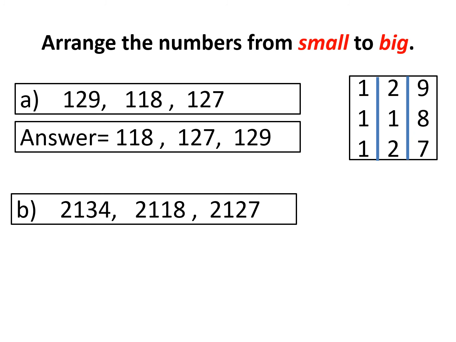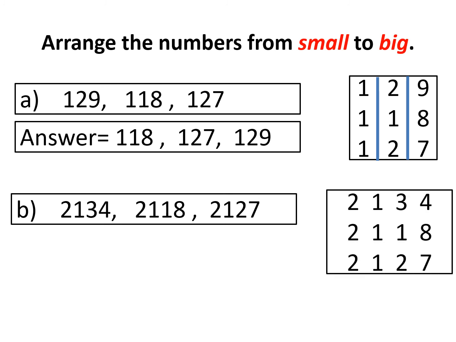Okay? Now the same goes to question B. This time I give you a bigger number, thousands with thousands. So there are 4-digit numbers, so you draw 4 columns or lines for the numbers. Like this, okay? 2134 first, and then 2118, and 2127. So you draw the straight line to separate them. Okay? And look at the first column, they are all the same, isn't it? Now look at the second one, also the same, 1, 1, 1.